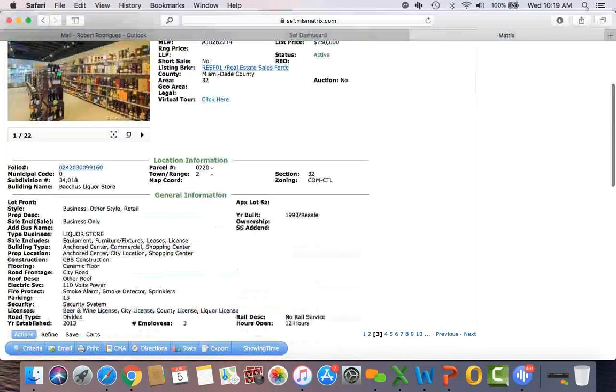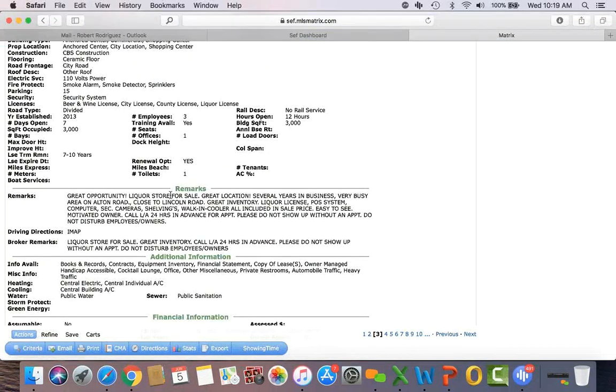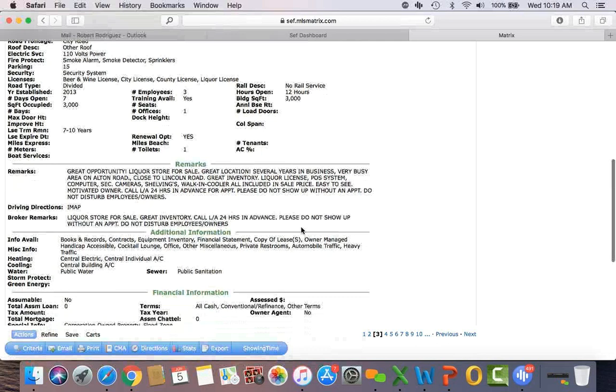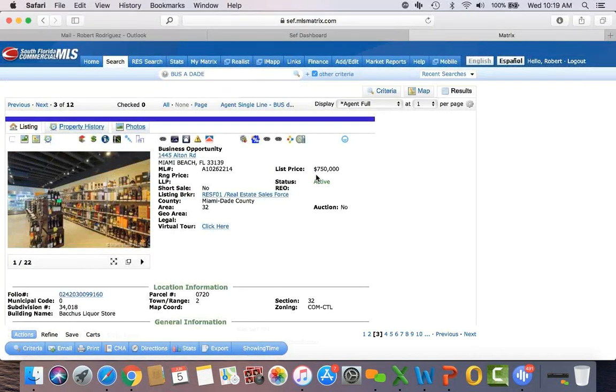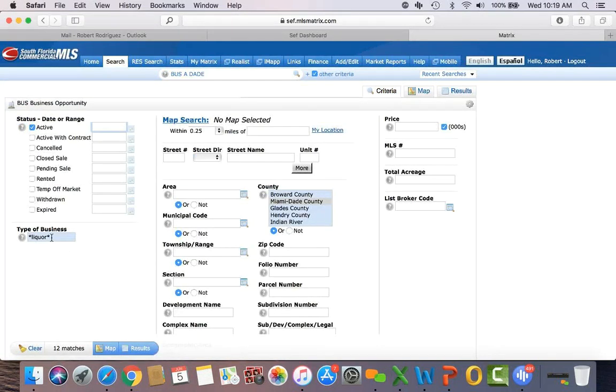Let's go to the next one and see what we have here. Great opportunity, liquor store for sale, great location, several years. All right. And apparently no one's really selling the liquor store and the property. They're just selling the liquor store business. All right, so you'll see it in the remarks where they'll tell you that they're actually selling both the business and the property. Let's go back to criteria.